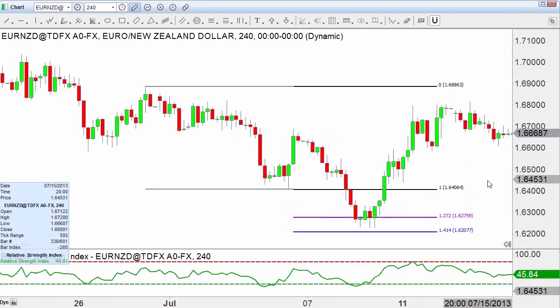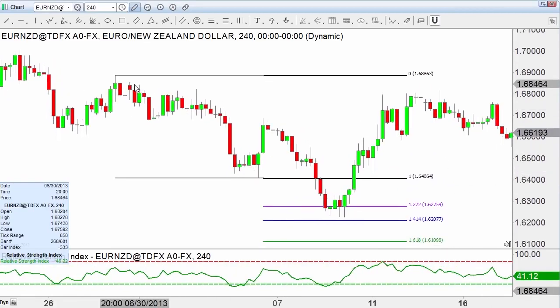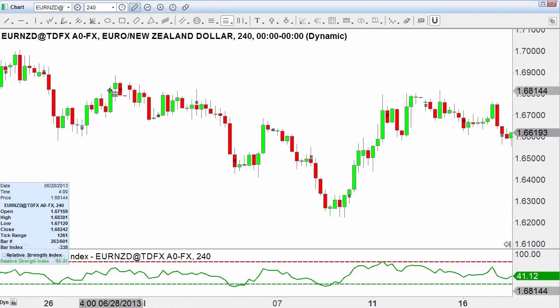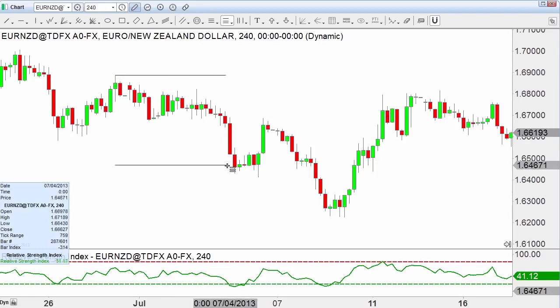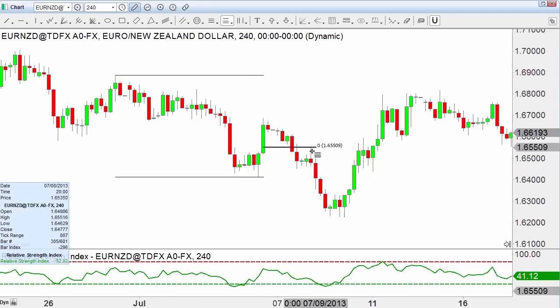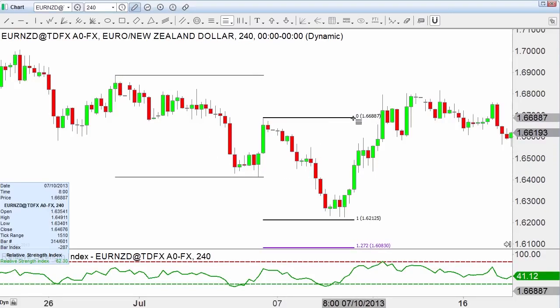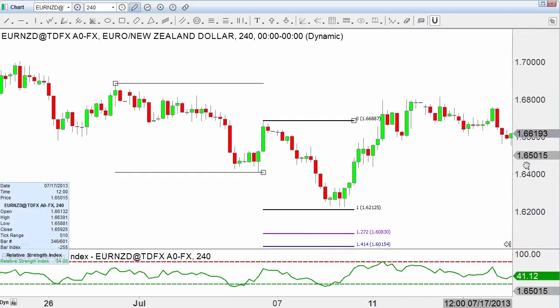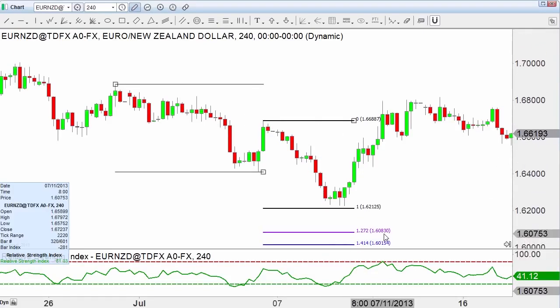But I got a lot of comments that, oh no, you're doing it wrong. You should draw it from the initial leg down to the retracement leg. So what they were suggesting is I should be drawing it like this. My Fibonacci extension tool from swing high to swing low and back in to the lower high. And that gives me a 127 extension down here around 160.83.